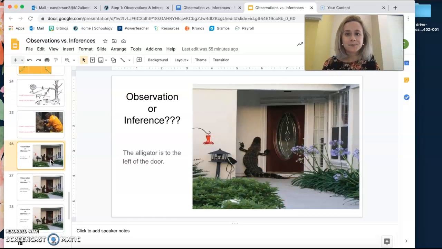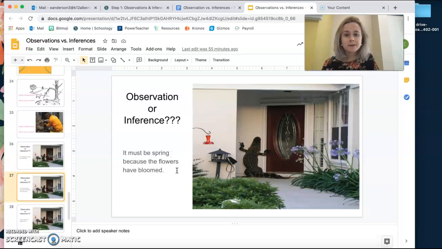Let's play another game. Observation or inference. I'm going to show you this picture. You're going to tell me if this statement is an observation or an inference. The alligator is to the left of the door. Observation or inference. This is an observation. I'm observing it with my eyeballs.